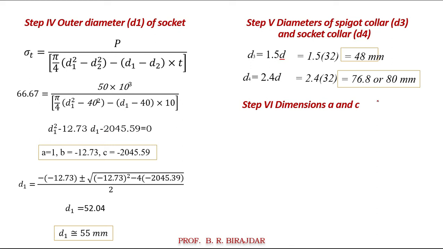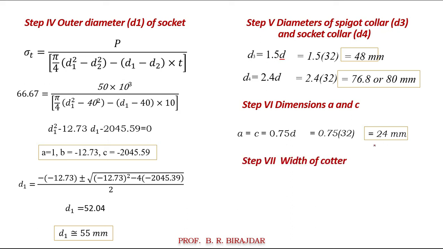Next we will find out the two values A and C, again based on the empirical relation. A equal to C, and that is equal to 0.75 times the diameter of the shaft. So we put 0.75 times 32, then we get 24 mm. You can round up to 25, or you can keep 24 as it is.